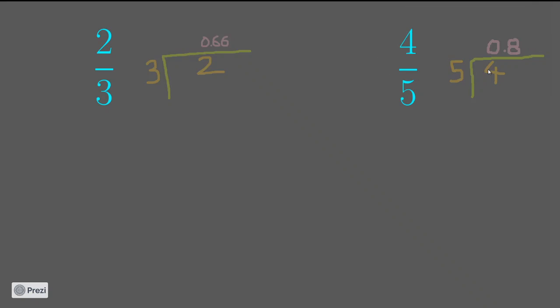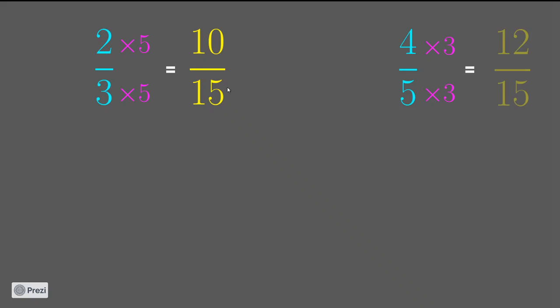Another way is, as most of us do, take the LCM. So 3 into 5, 2 into 5, and make the denominator the same. 5 into 3, 3 into 5, make the denominator the same, multiply numerator and denominator with the same thing, and you get 10 by 15, and here you get 12 by 15. And of course, by looking at it, because the denominator is the same, we know that 12 by 15 is the bigger one. So this is another way of finding which is the greater ratio.